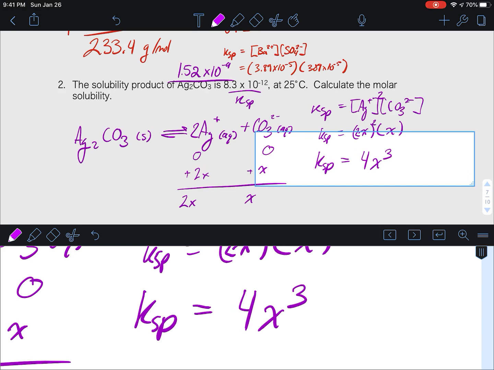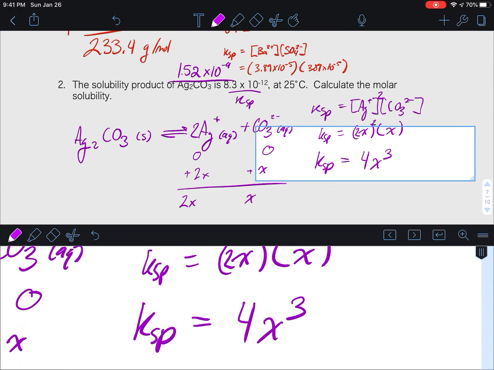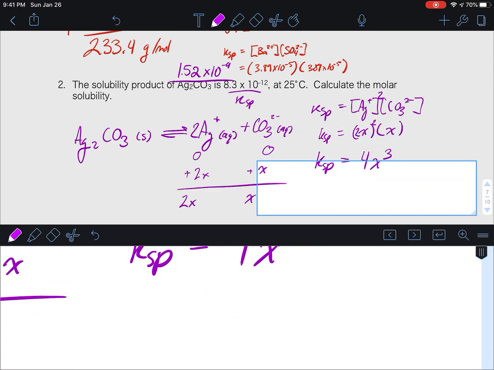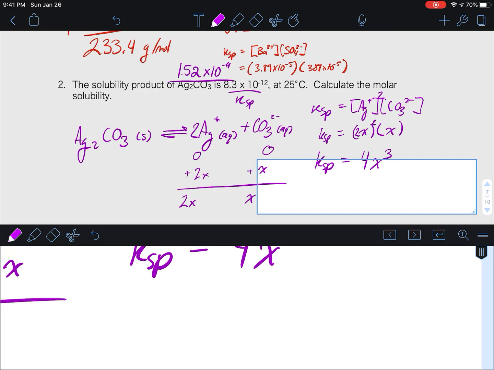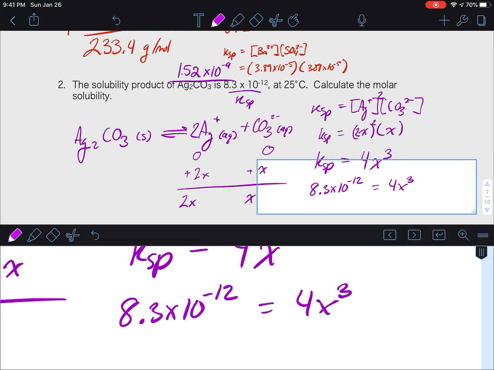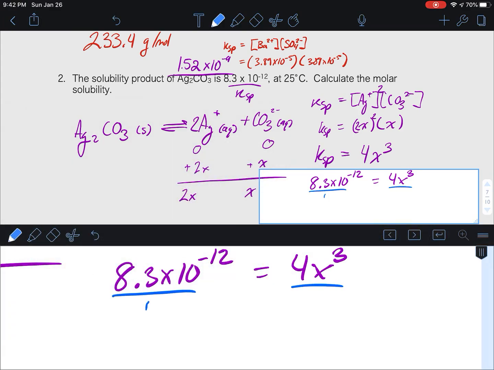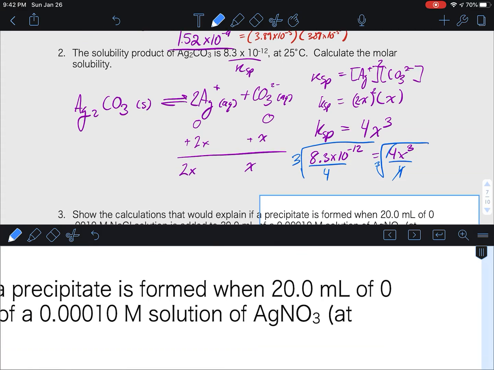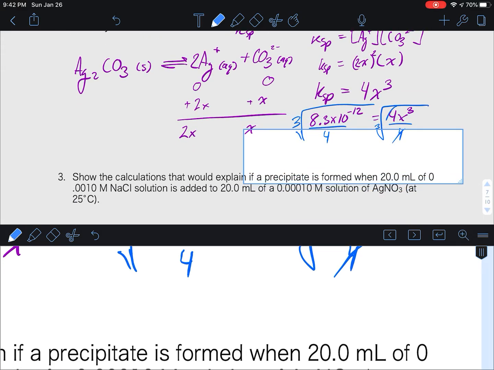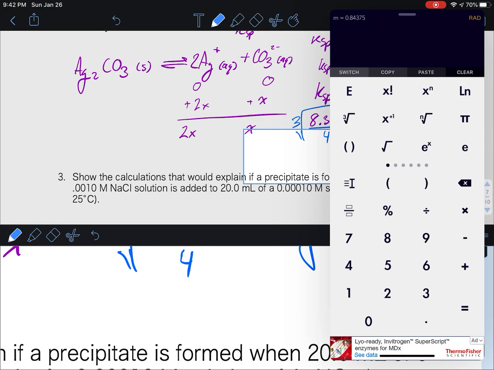There's a little bit of exponent addition happening there because of the exponent rule, and I also did my 2 to the power of 2 there. So now I simply take my Ksp, which they gave me, 8.3 times 10 to the negative 12, and set that equal to 4x to the power of 3. I'm going to divide by 4 to get rid of the 4, then take a cube root of the whole thing to get rid of my cube and see what happens. So let's get this all set up.